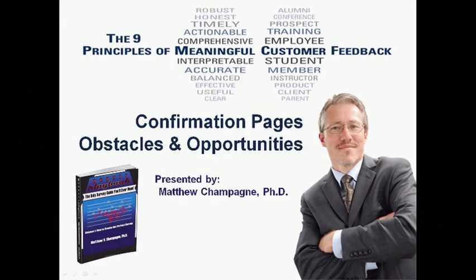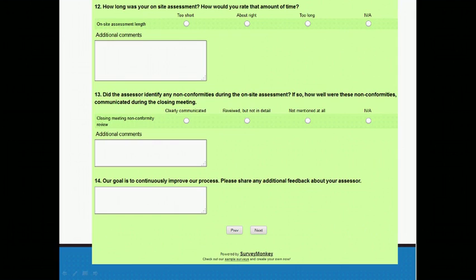Welcome back. We're now talking about the last of the traps, and this one is about the confirmation pages and the obstacles that you face that you can easily get rid of, and some opportunities you have for making your survey much better. This is going to be a very practical lesson as I'm pulling in now an actual survey. I get maybe a dozen or more surveys every week that I'm asked to critique, and this is just one of them I plucked out to show you.